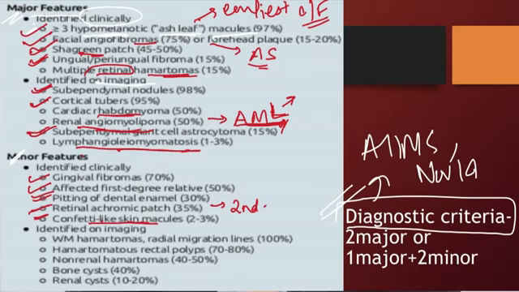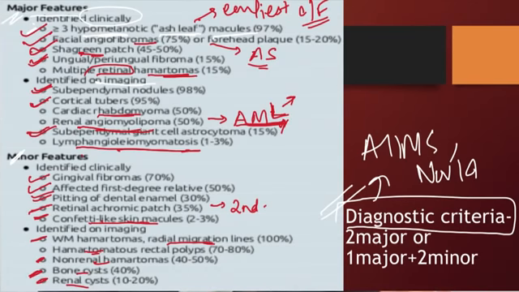What are the other minor criteria which are particularly identified on imaging? First is white matter hamartomas or radial migration lines. Hamartomatous rectal polyps, again you can see that it's hamartomatous. Non-renal hamartomas, bony cysts and renal cysts. So you just need to know that these are the minor features.